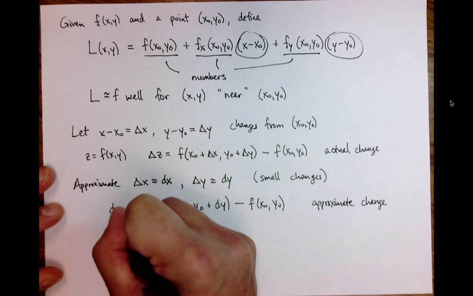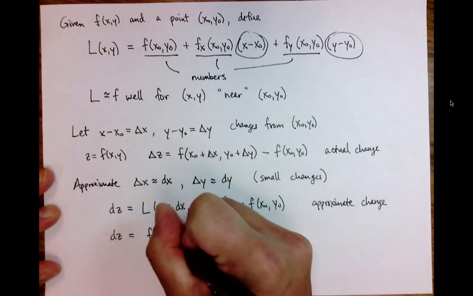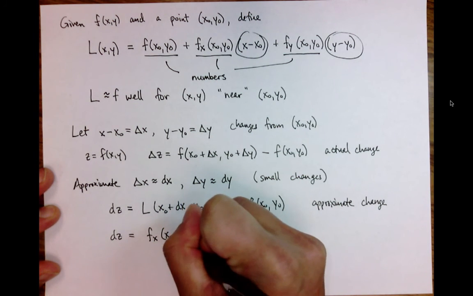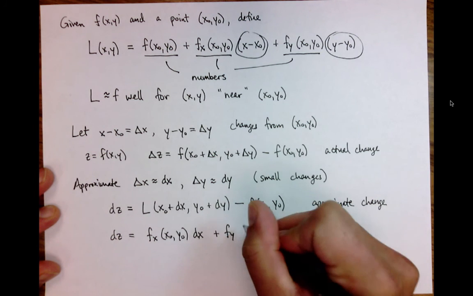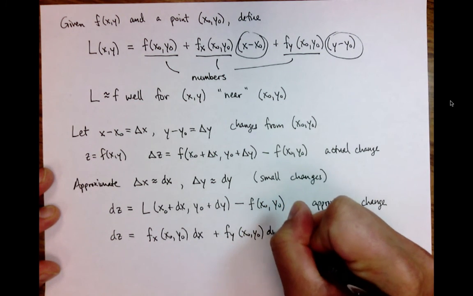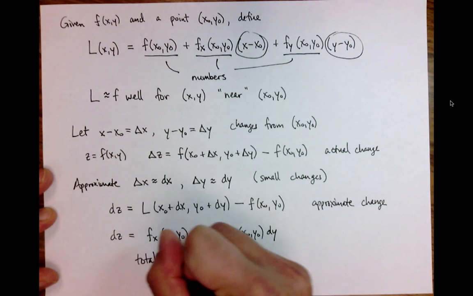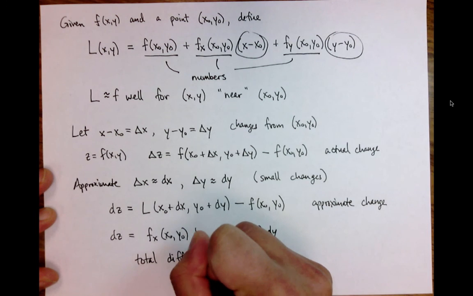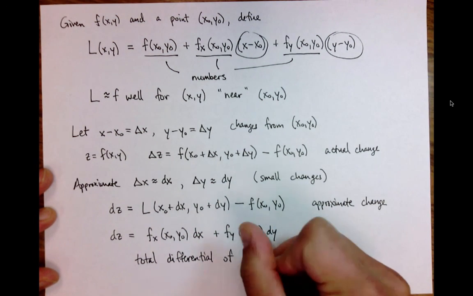And if you substitute in what L is, using the different names of the variables for x and y, you get a simple formula for the differential, which extends the differential that we know from having just one variable. And this is called the total differential of z, or of f.